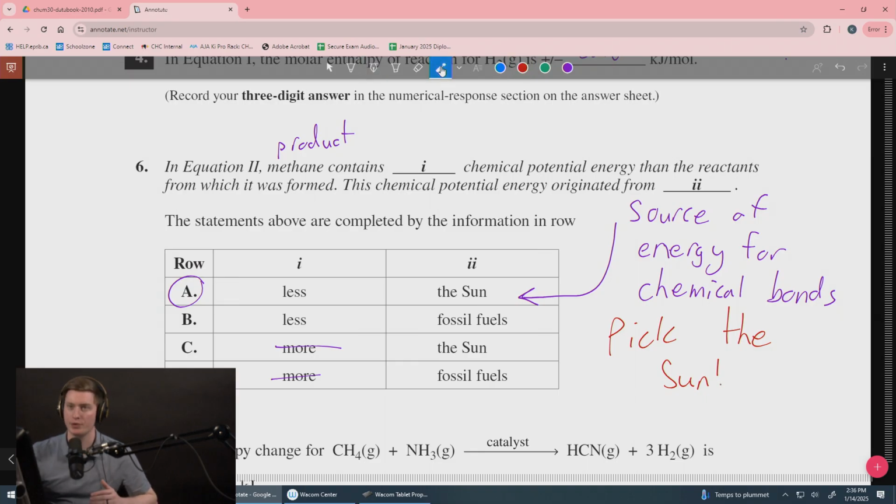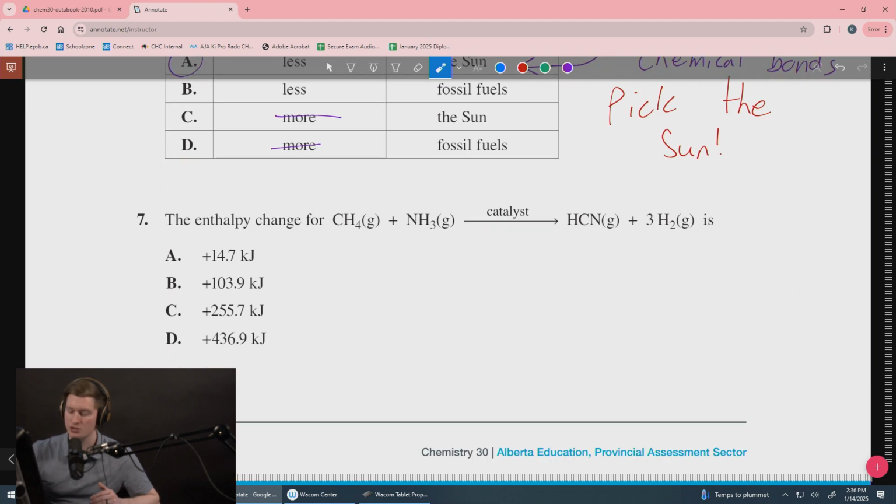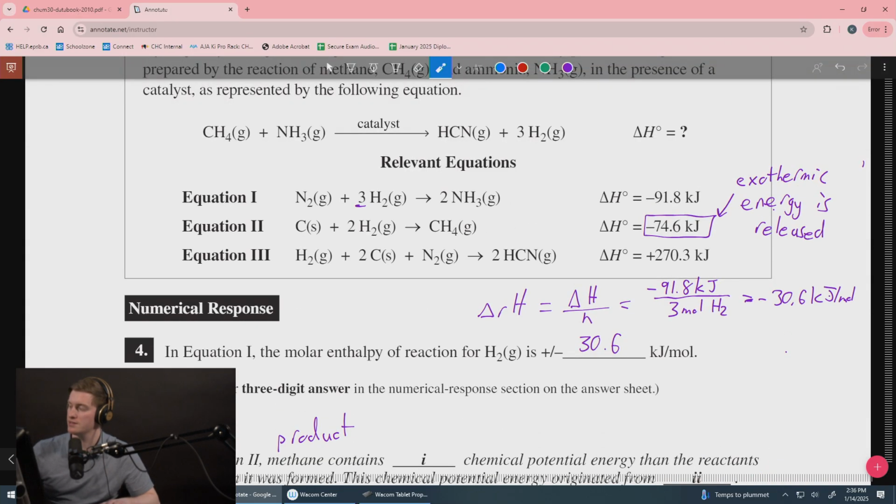Again, exothermic reaction, less energy in the products than the reactants, and the original source for that chemical potential energy was the sun. The enthalpy change for this whole reaction, the net reaction that they gave us above, is what? Now, this one's going to take us a few steps.